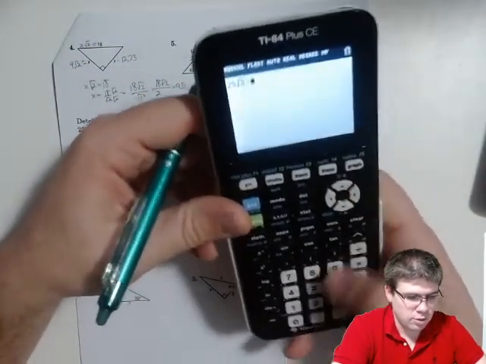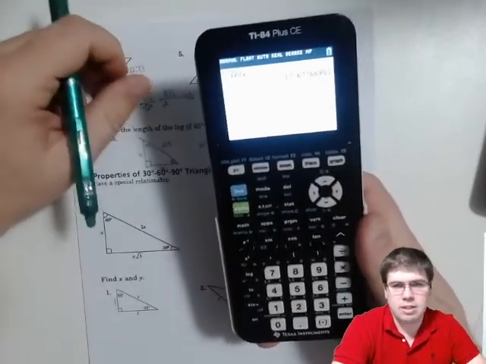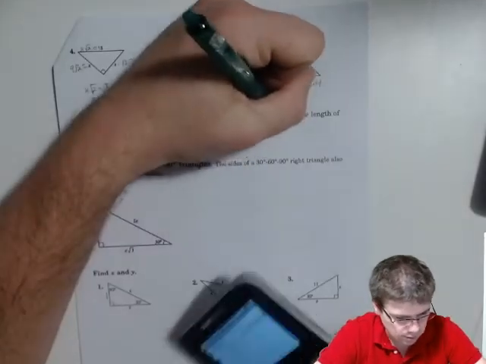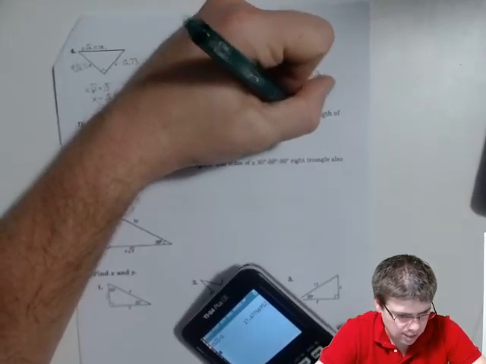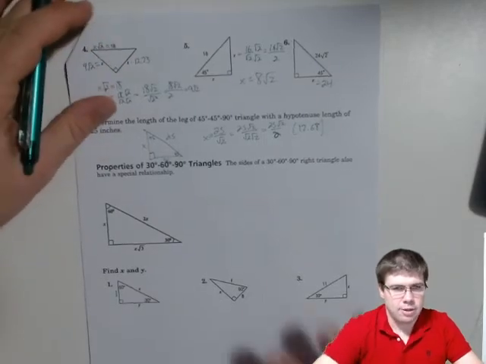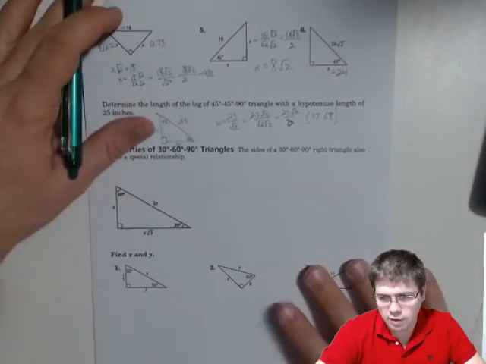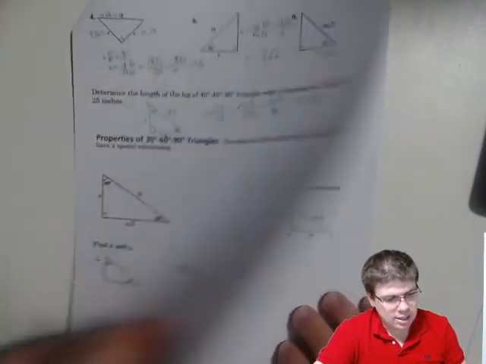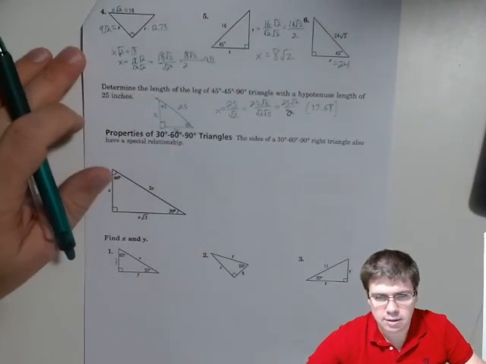So 25 root 2 over 2 is also 17.68. That would be the length of the 2 sides with that 25 for our hypotenuse. All right, so that's one of our very common special right triangles, and we'll look at the other one in just a second in the next video.